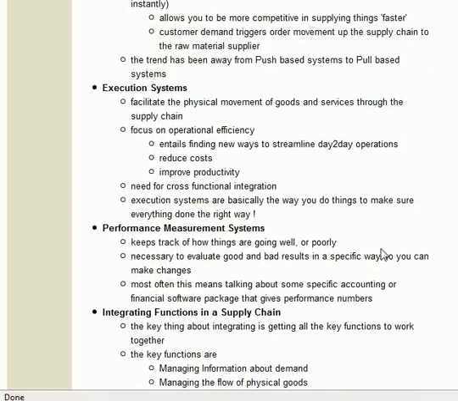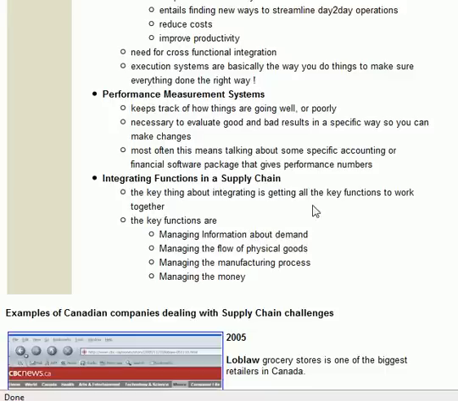The execution systems, again, are these things facilitating the physical movement of the goods and the need to create cross-functional integration. Performance measurement is also very important, because when you're doing these things, you need to know how you are successful and not successful, so that decisions can be made to change, especially in a very intense competitive environment. And of course, the whole point is to integrate this. The integration of information about demand, where the goods are, the manufacturing, and also the money.